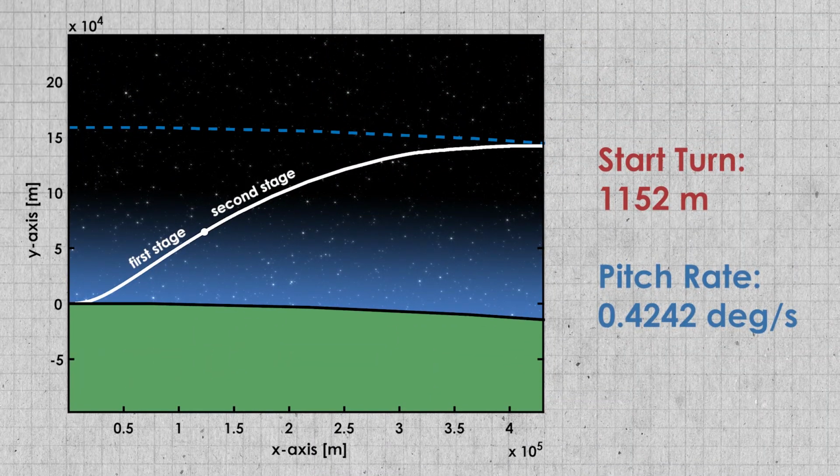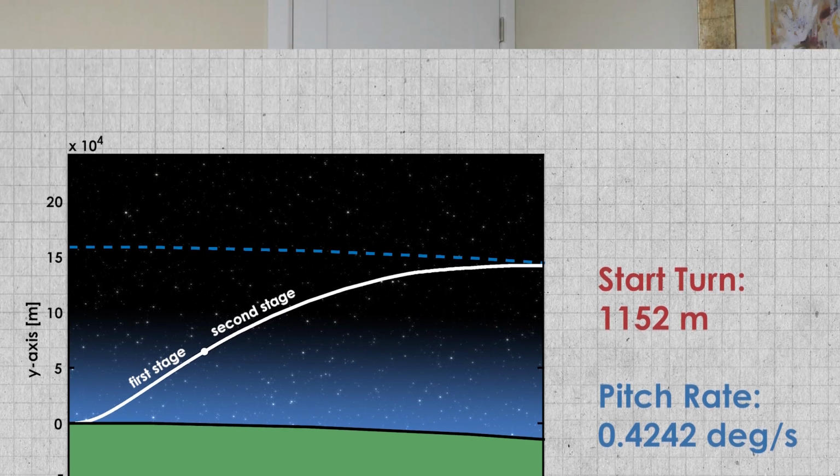So I increased it to 2 kilometers, ran it again, another 18-minute calculation later, I found out that the starting height for the best launch profile I can get with my really dumb strategy is 1,152 meters, which is higher than I expected, but okay. And then you want a pitch rate of 0.4242 degrees per second. And it still used 6% more delta V than the rocket has, which at this point I'm just going to accept.